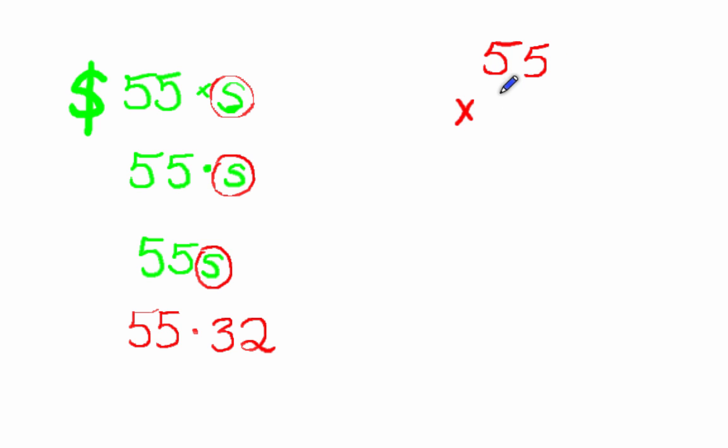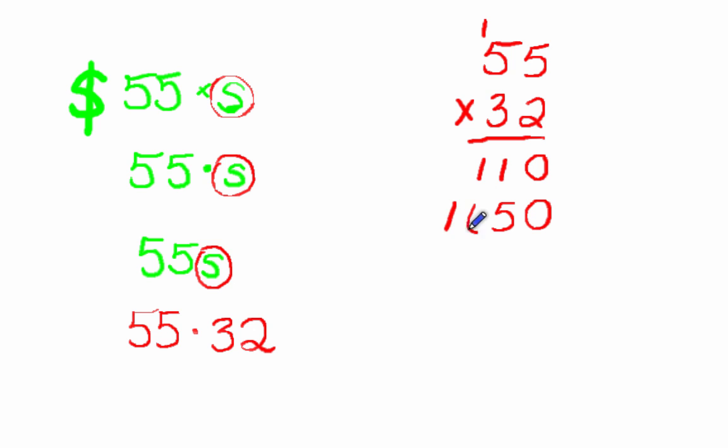55 times 32. When we start multiplying, 5 times 2 is 10. 5 times 2 is 10 plus 1, which is 11. We bring our 0 down. 3 times 5 is 15, and we can carry the 1. 3 times 5 is 15, and then 15 plus 1 is 16. And then we add them up. 0, 6, 7, and 1. So that means if we were to answer in a complete sentence, Kiera would get paid $1,760 in that 1 month.